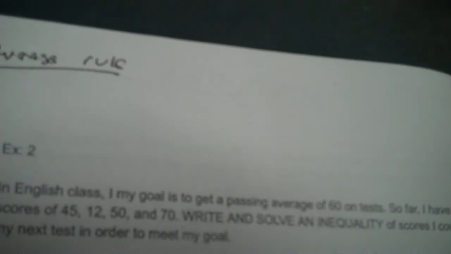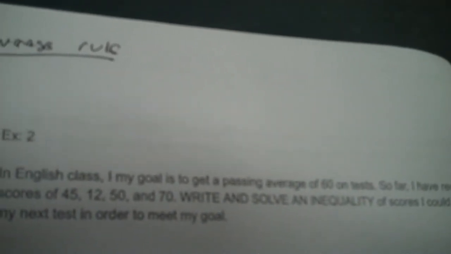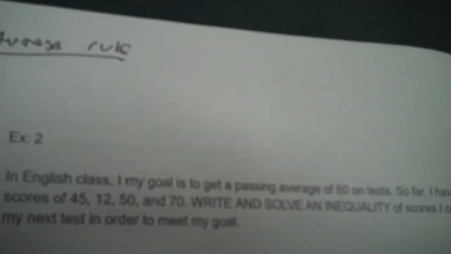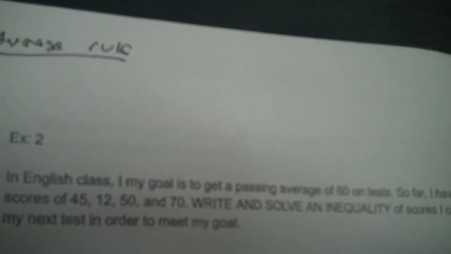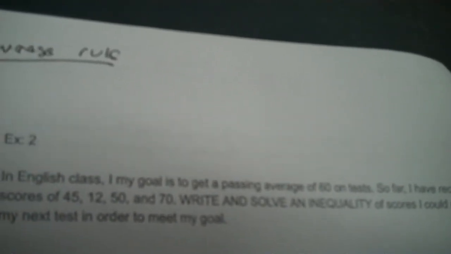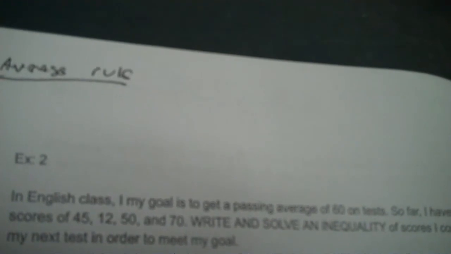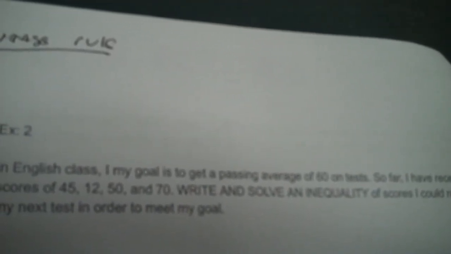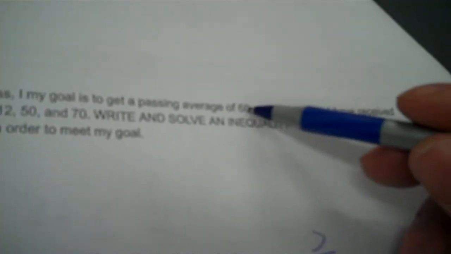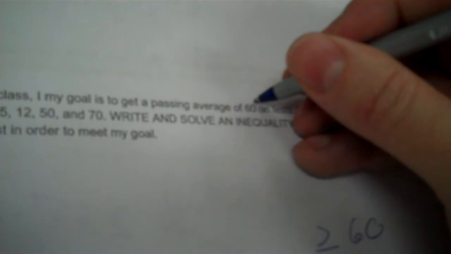Okay, example 2. In English class, my goal is to get a passing grade of average of 60 on my tests. So far I've received scores of 45, 12, 50, and 70. Those aren't high scores. That's why he's struggling to pass the class. Write and solve an inequality of scores I could receive on my next test in order to meet my goal. So again, goal setting is greater than, we want 60.